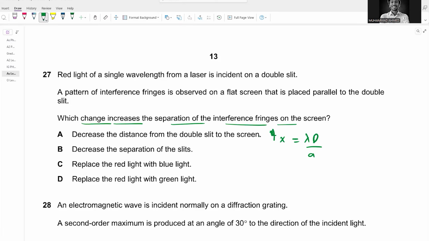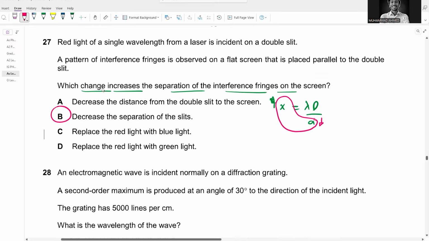Decrease the distance from the double slit to the screen. Will decreasing D increase x? No, they are directly proportional. Decrease the separation of slits. Yes, if you decrease the value of a, can you realize x and a are inversely proportional? a decrease करोगे, x की value increase हो जाएगी बेटा. Simple. B is your answer.